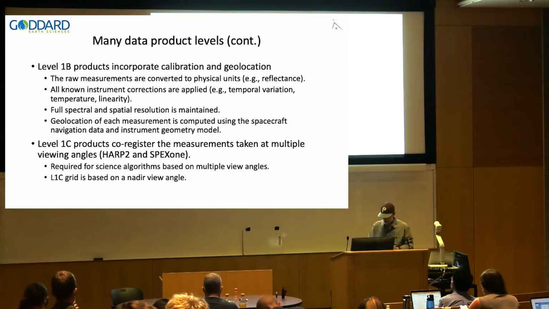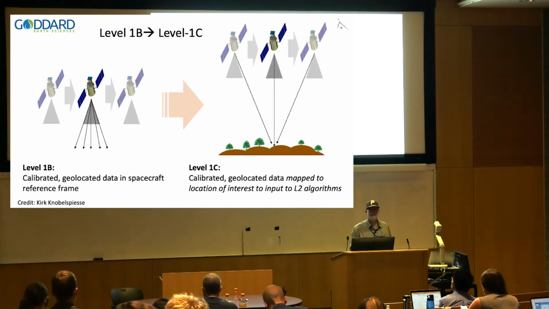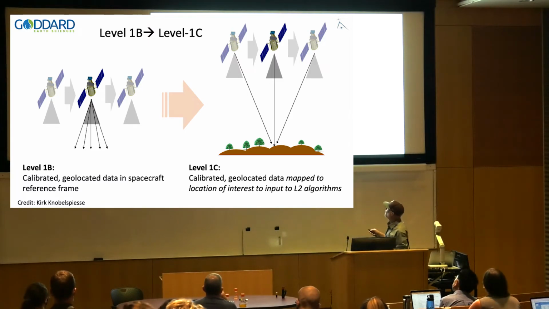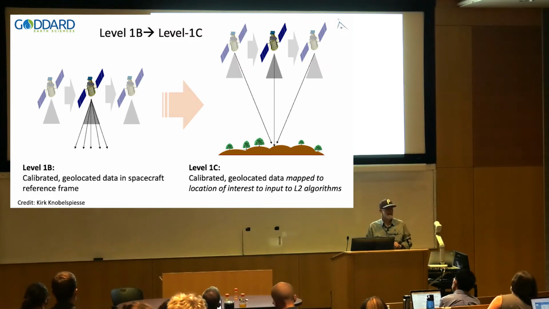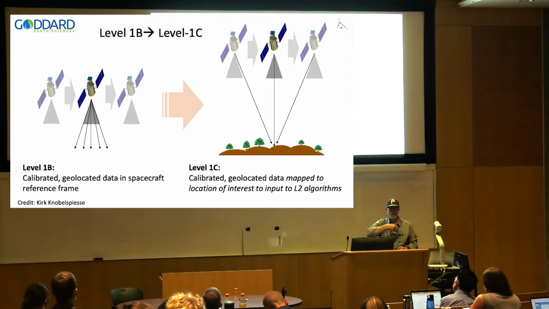All right. Here's a quick example of the difference between level 1B and level 1C for a multi-angle instrument. At level 1B, we have the spacecraft in a given location at a point in time, and we have multiple views from the instrument at that time. Of course, they're all looking at different locations along the orbit track. And so that's our level 1B.